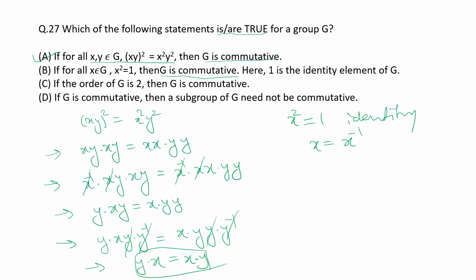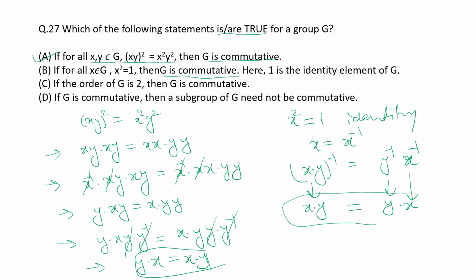Let us take this example. As we know, (xy) inverse can be written as y inverse dot x inverse. So now since every element is an inverse of itself, as we just saw, this can be written as x dot y, this can be written as simply y, and this can be written as x. So even here we got x dot y equal to y dot x. That is what proves that the group G is also commutative in this case. So option B is also correct.